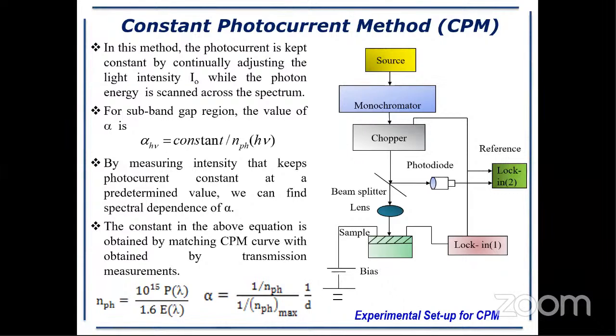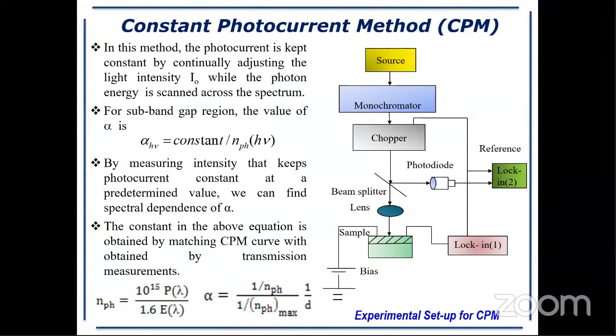Then a beam splitter is there through which we divide this beam into two parts, the same beam. One beam is passed through the beam splitter and focused with a lens, and that is falling on the sample. The other beam goes to the photodiode, and this photodiode is connected with a lock-in amplifier, and another lock-in amplifier is connected with the sample.